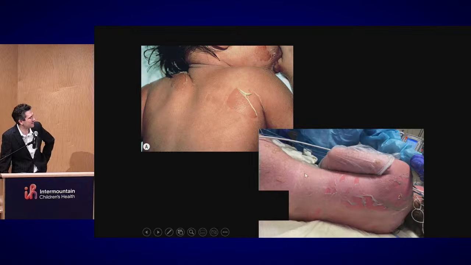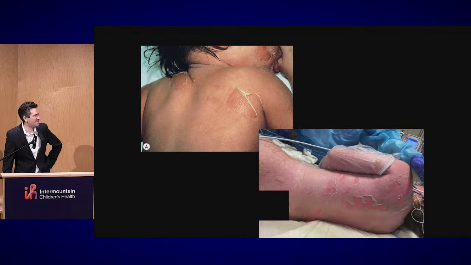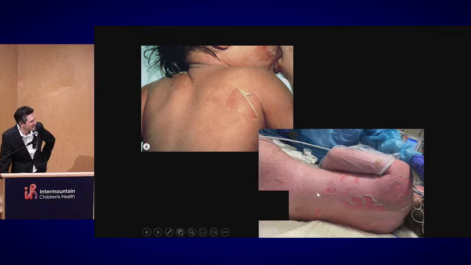So significant difference. Sometimes we get consults from, usually not here because you guys are pretty up on it, but some outside hospitals that are like, is this staph scalded skin or TEN? And a good eye can sometimes make the difference.